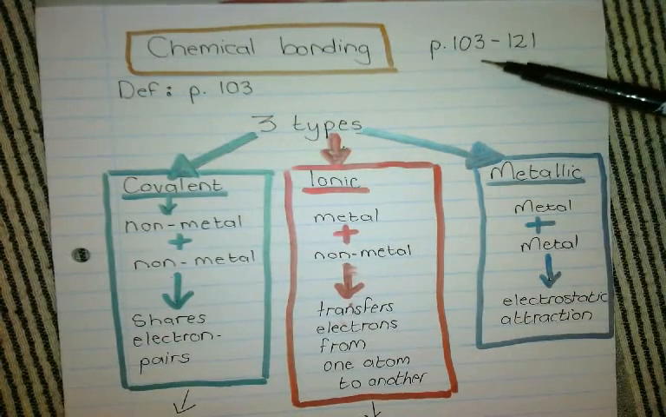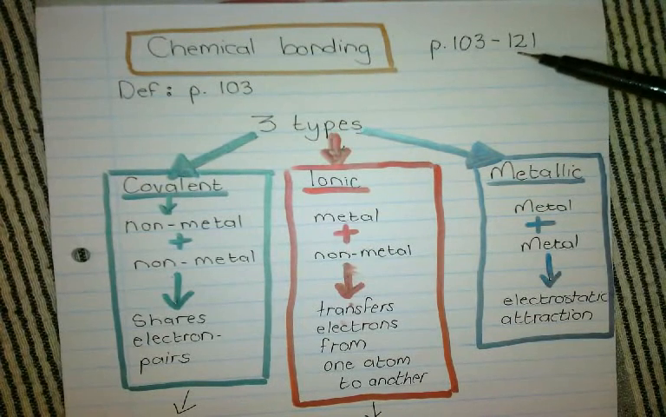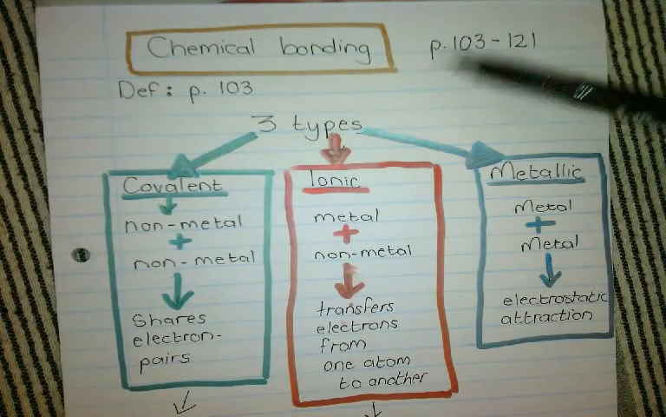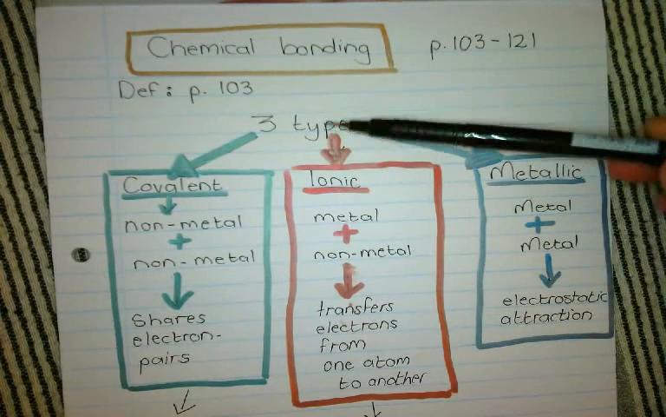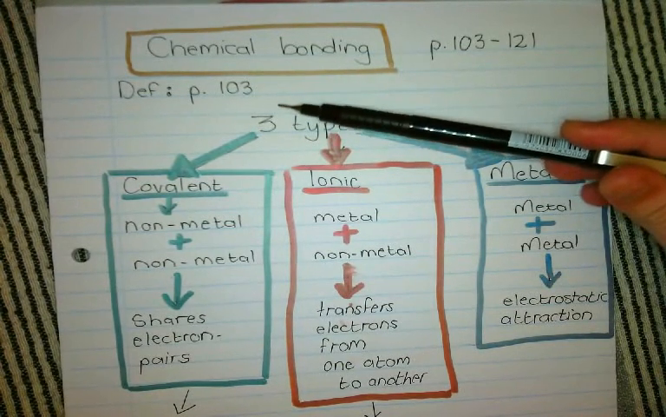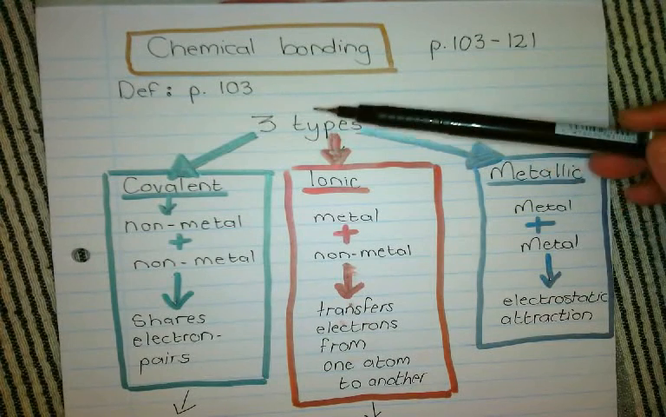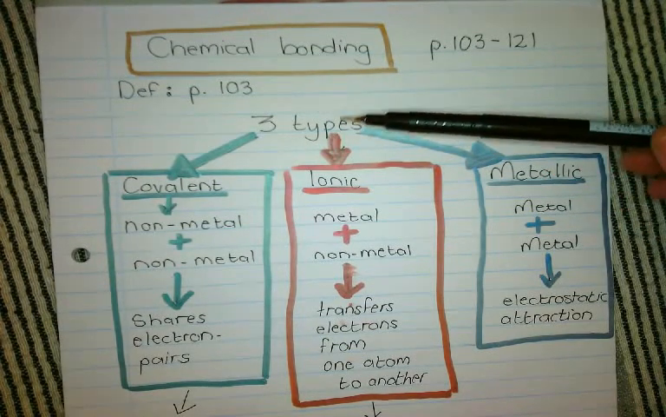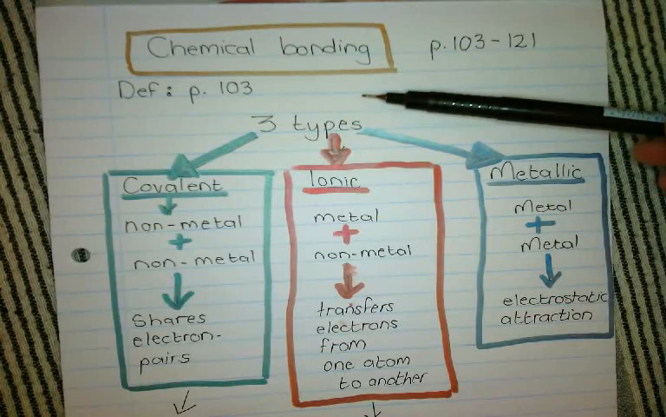You can find that in your textbooks on page 103 to 121. The definition of a chemical bond is also in your textbook on page 103. I want you to copy that in your writing books. So a chemical bond is when we have two or more atoms that will bind to form a molecule.